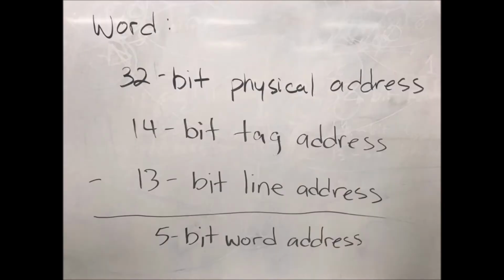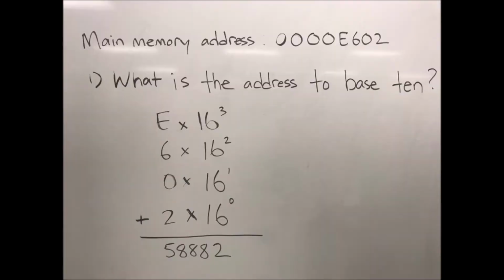To get the word address, you subtract the tag and line address from the physical address. This result is a 5-bit word address. Now we have all the pieces to the puzzle. Now we can solve our question.